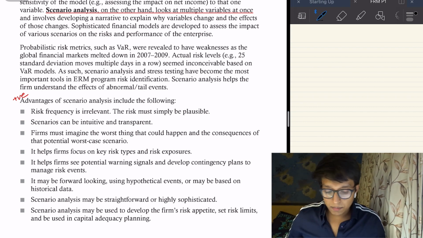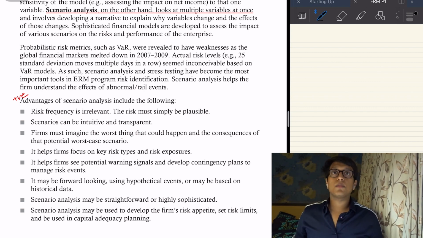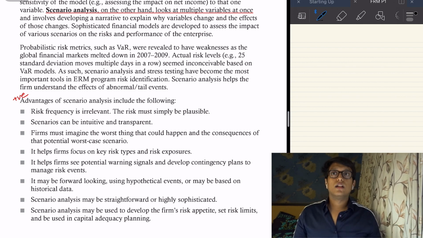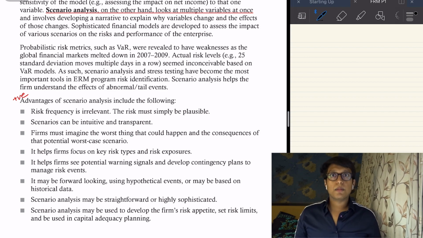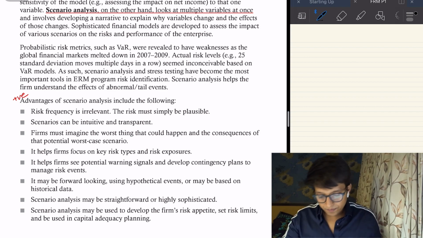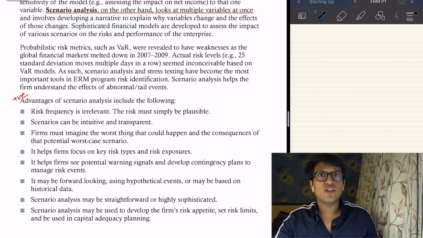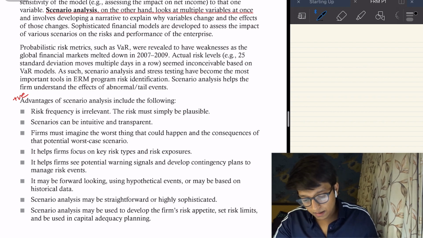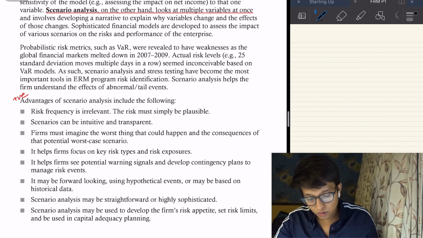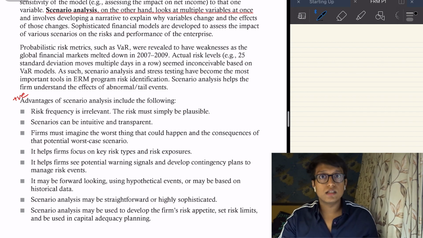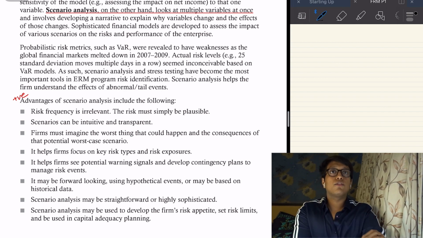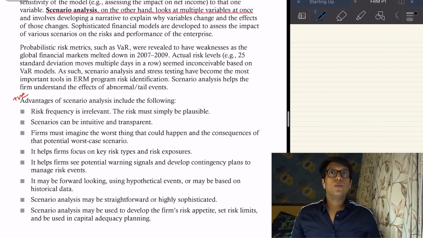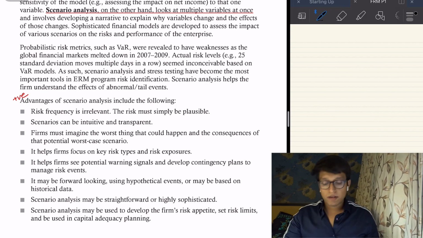The second one is that scenarios can be intuitive and transparent. Scenarios must be plausible again. For example, you can't say interest rates go up to 100%. I mean, they might in the future, anything can happen, no one knows, but in general, even the extreme scenarios must be plausible. Firms must imagine the worst thing that could happen. It helps focus on key risk types and exposures. Firms see potential warning signals. For example, if you're approaching that scenario, you know you need to stop this business or you need to withdraw your money from an investment.